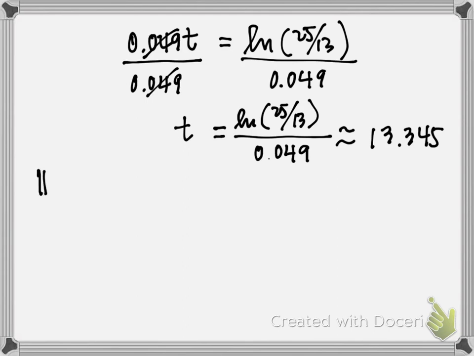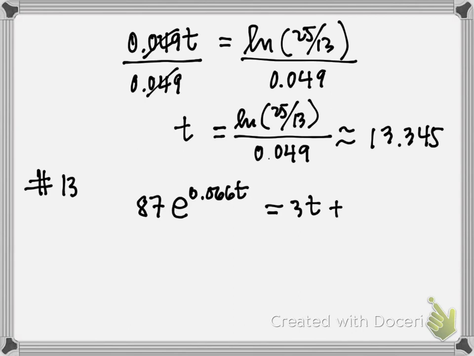Now the third problem that I used was on the same page, but this time it was problem 13, and it is 87 e to the 0.066t equals 3t plus 7. Just by looking at the equation, on the left side the t is actually an exponent, but on the right side t is just a factor. It's not an exponent. So there's no way we can do this algebraically.